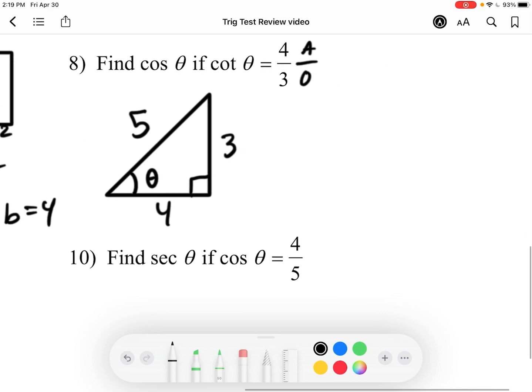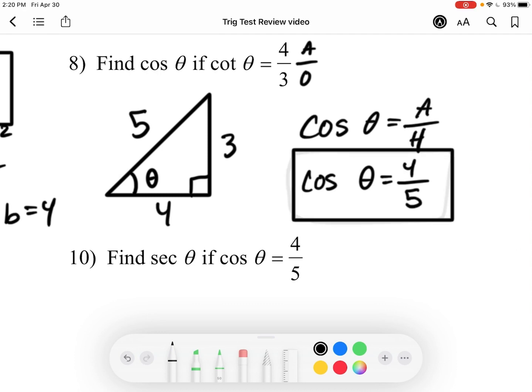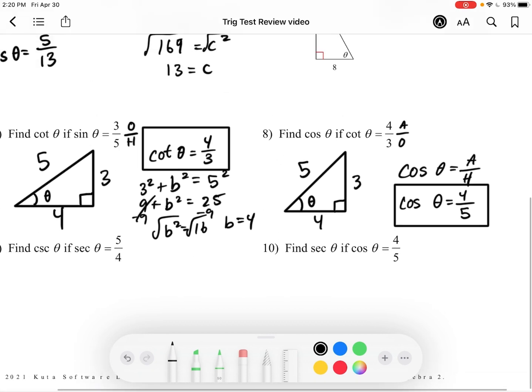So now we're looking for cosine. Cosine theta is adjacent over hypotenuse. So that means that cosine theta is equal to the adjacent side for the angle, which is 4, and the hypotenuse is 5. So it's 4 over 5. So that's how we get number 8.